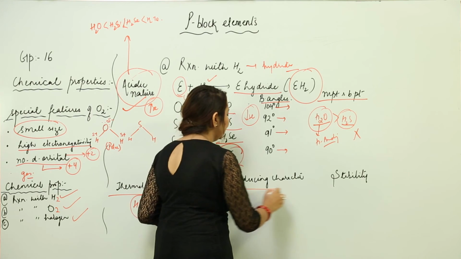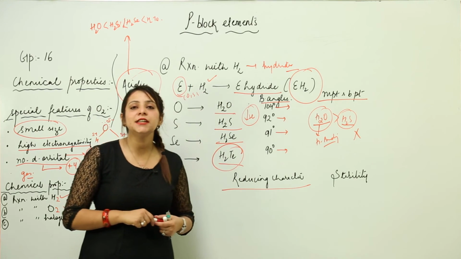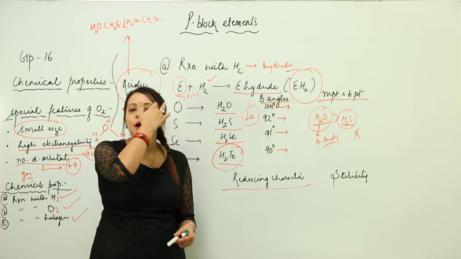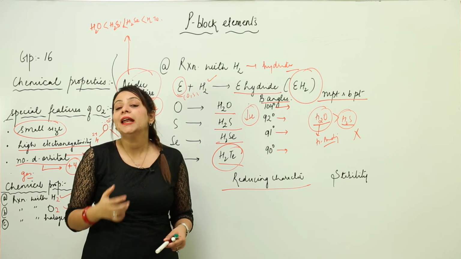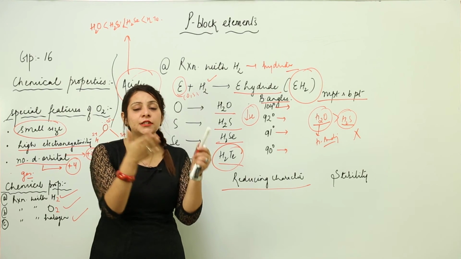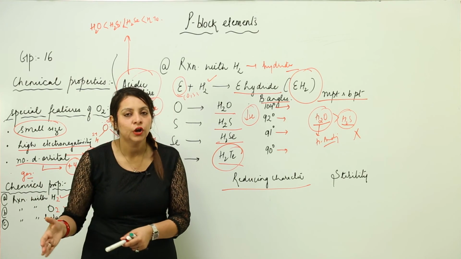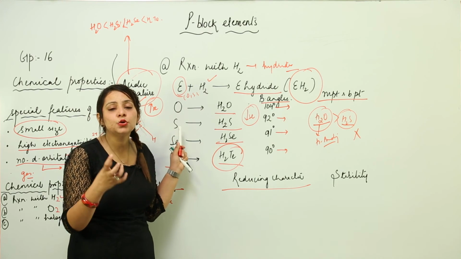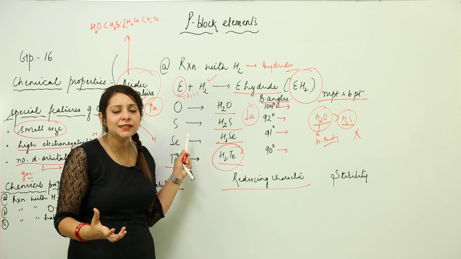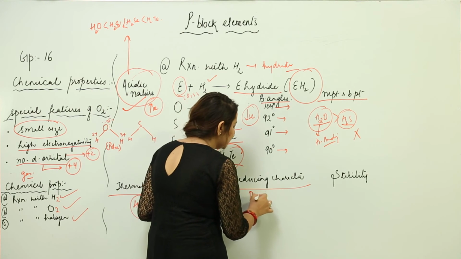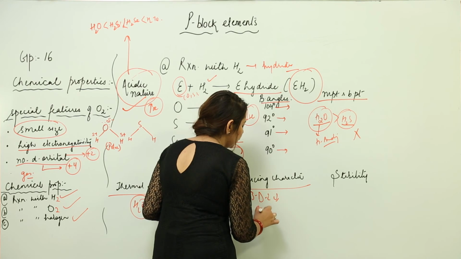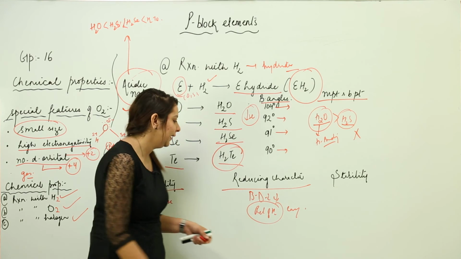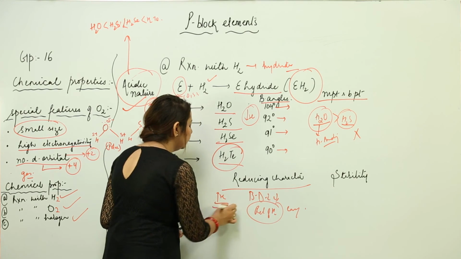Next is the reducing character. Reducing character is the tendency to lose hydrogen, right? Tendency to reduce others, and how does it reduce? By giving its hydrogen. And how will it give hydrogen? The less strong the bond, the more easily it can give. So we have seen that acidic character increases down the group. That means the tendency to release H is increasing down the group because there is a decrease in the bond dissociation energy. So release of H is easy. So that means reducing character increases down the group.